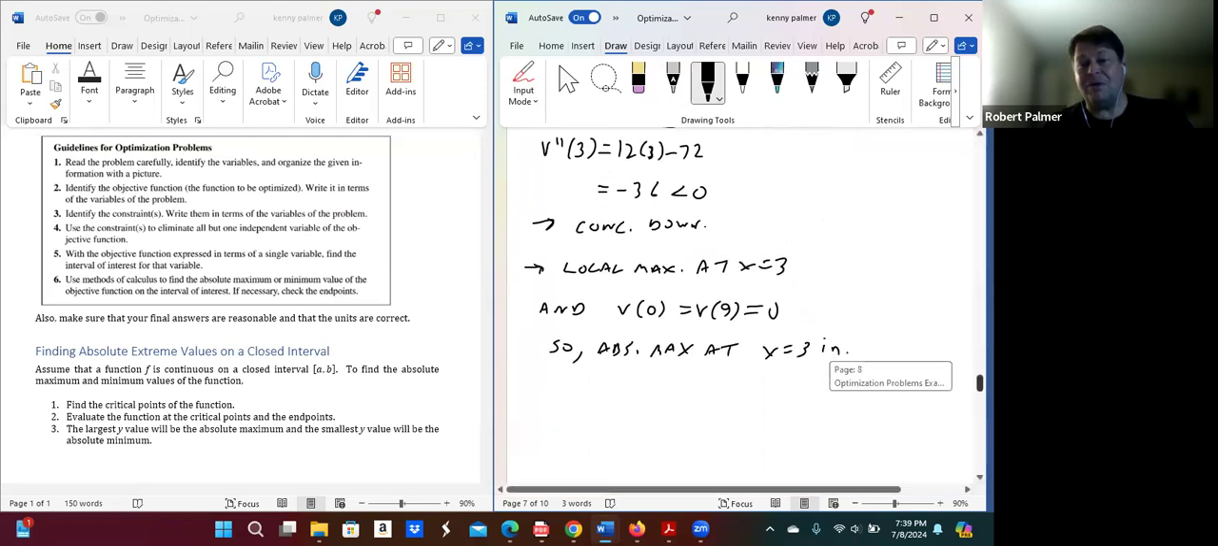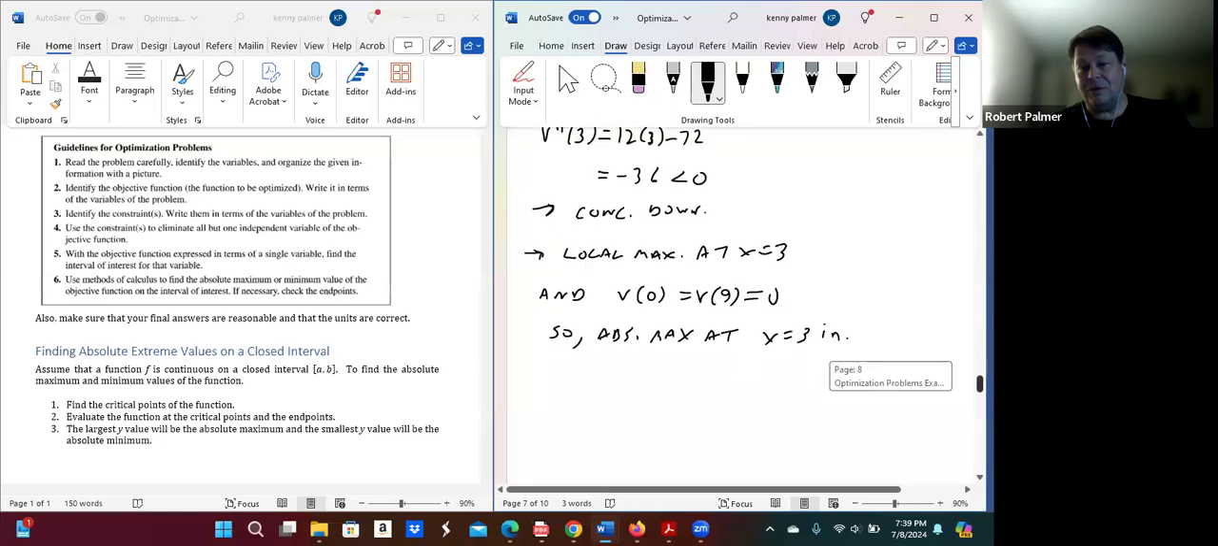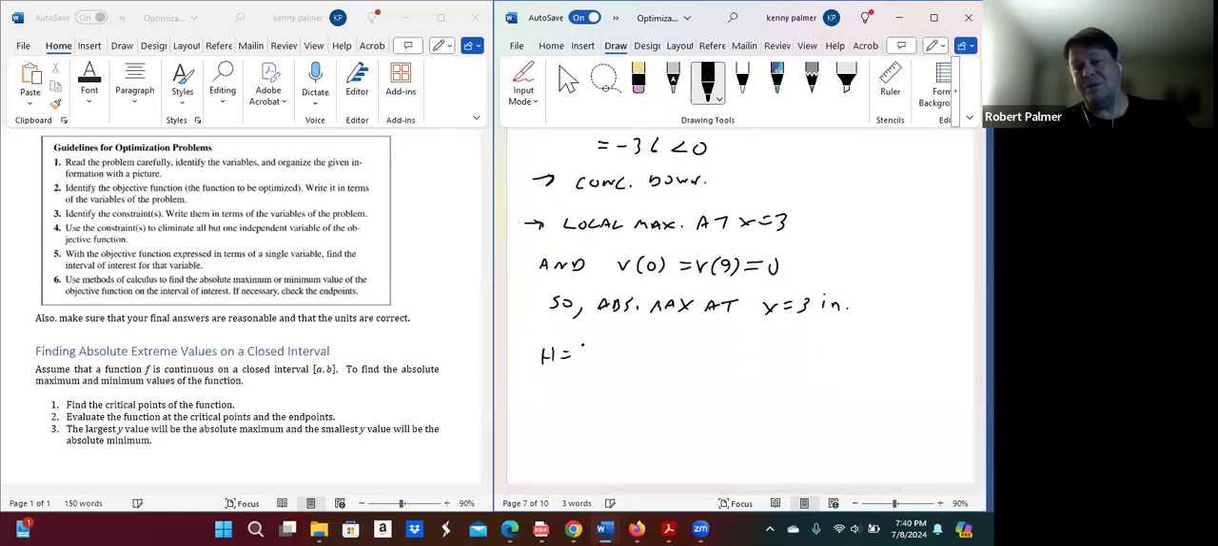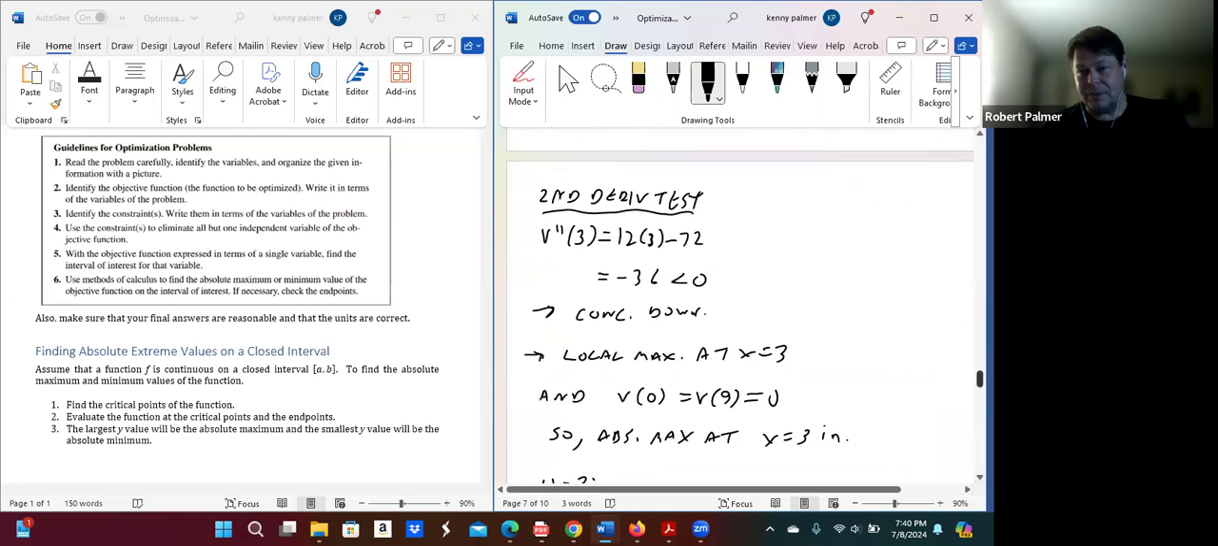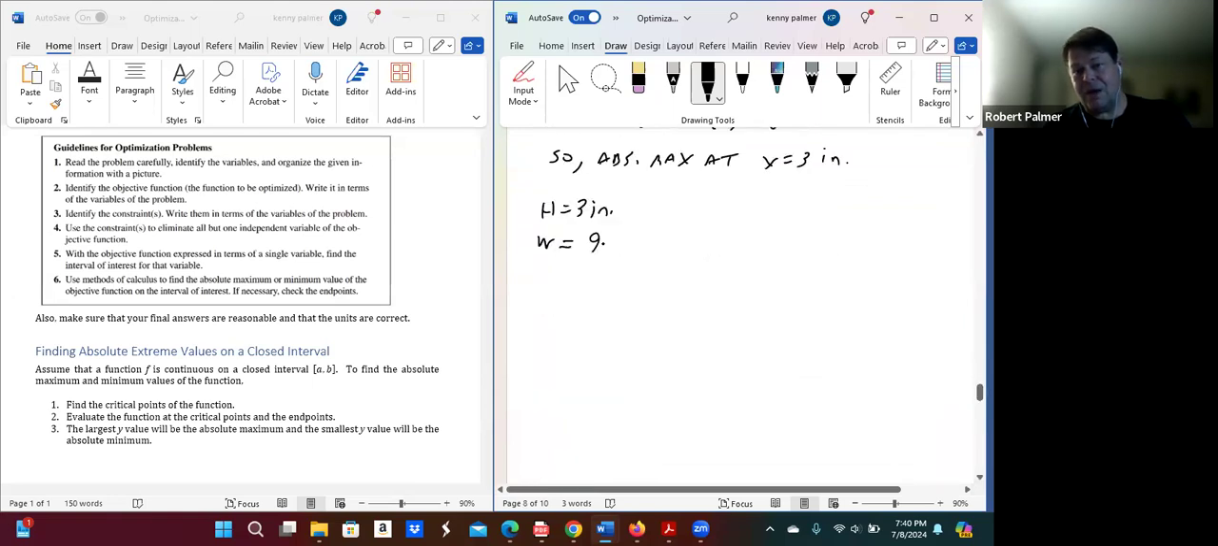Now let's find our other length and width. The height is equal to 3 inches. And the width, what I was calling the width, was 9 minus x. So 9 minus 3 is equal to 6 inches. And then what I called the length was 18 minus 2x, or 18 minus 2 times 3. That'd be 18 minus 6, which is going to be 12 inches.